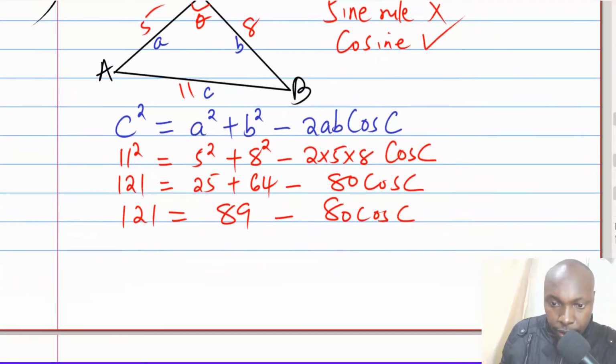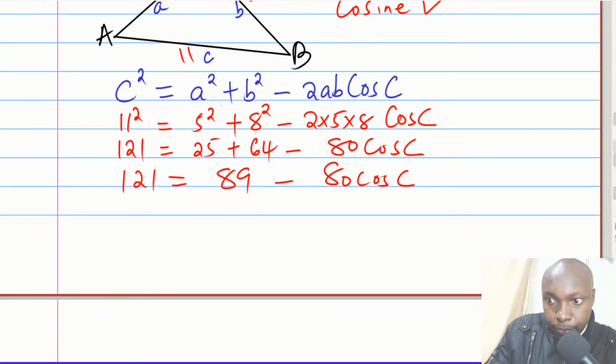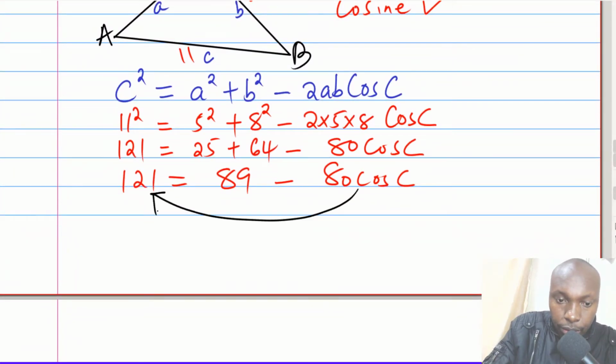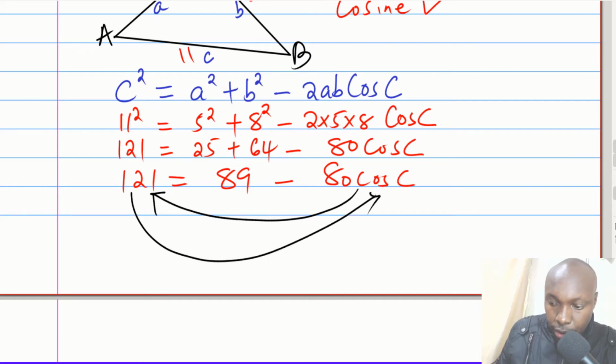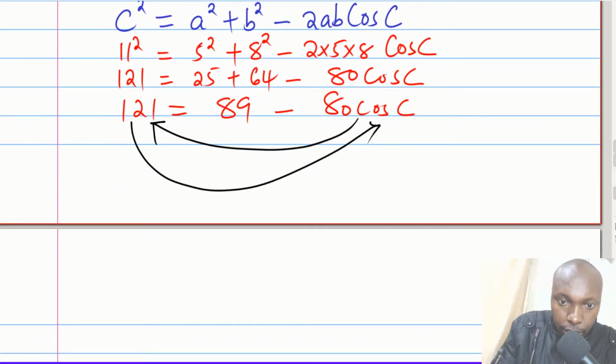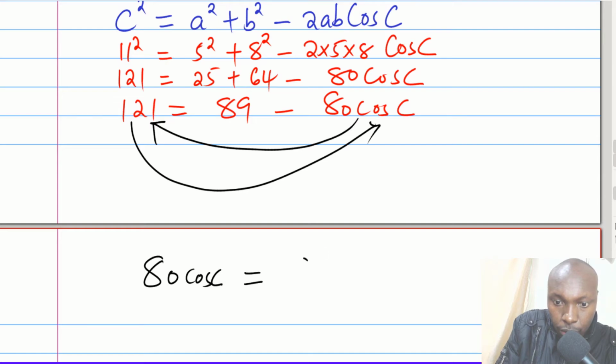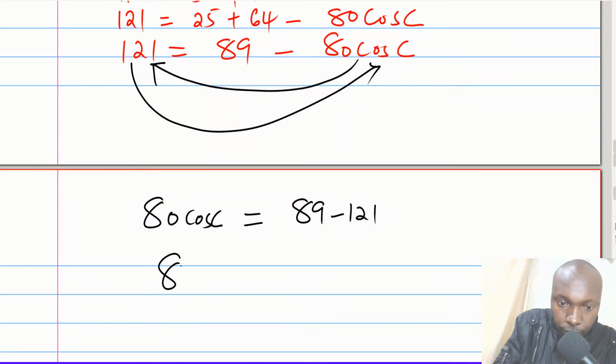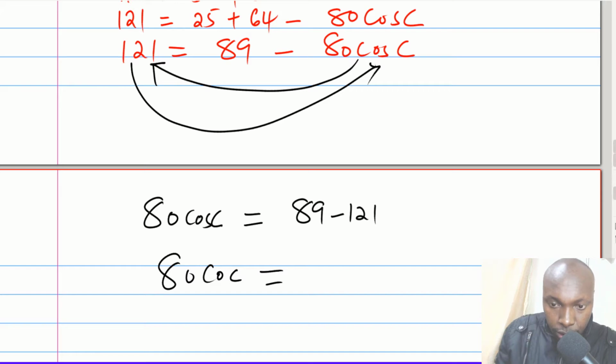Then let us bring this to the side. We can bring this on to this side, and then take this on to the other side, so that we can get 80 cosine of C is equal to 89 subtract 121. This 89 subtract 121 will give negative 32.